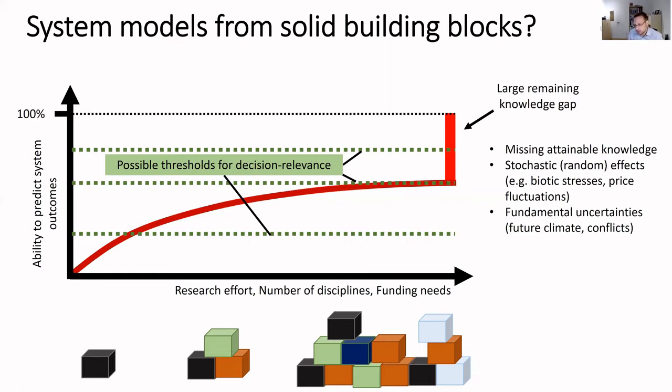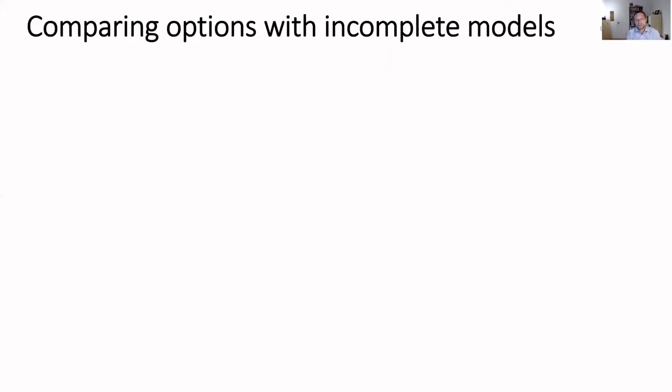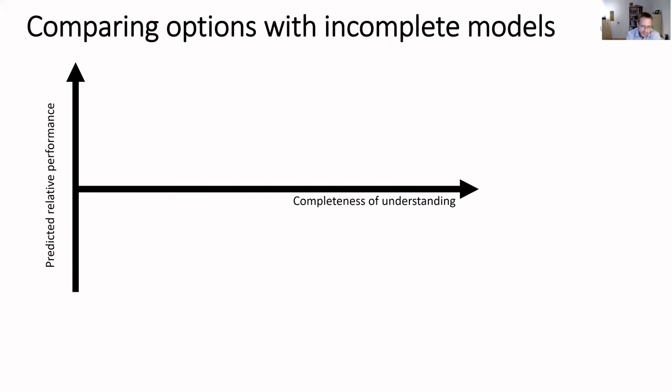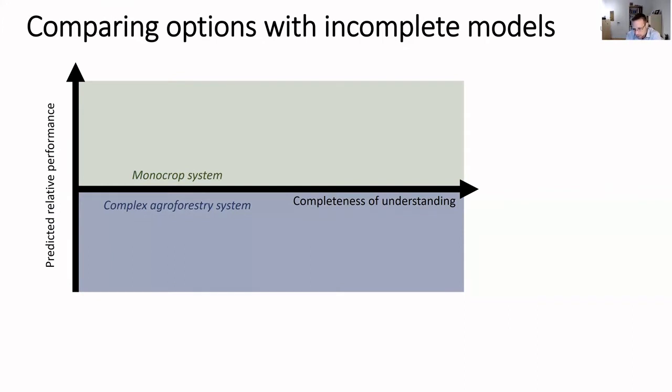Now, of course, that doesn't usually stop researchers from giving advice to decision makers, especially in developing contexts. There's still quite a bit of that going on. But let's look at what can happen when our model doesn't actually reach the decision relevance threshold. So I have two hypothetical systems here. What you see on the x-axis here is our completeness of understanding of system behavior. And on the y-axis, we have the predicted relative performance of a monocrop system up here and a complex agroforestry system. So an agricultural system that involves trees and is much more difficult to research and understand.